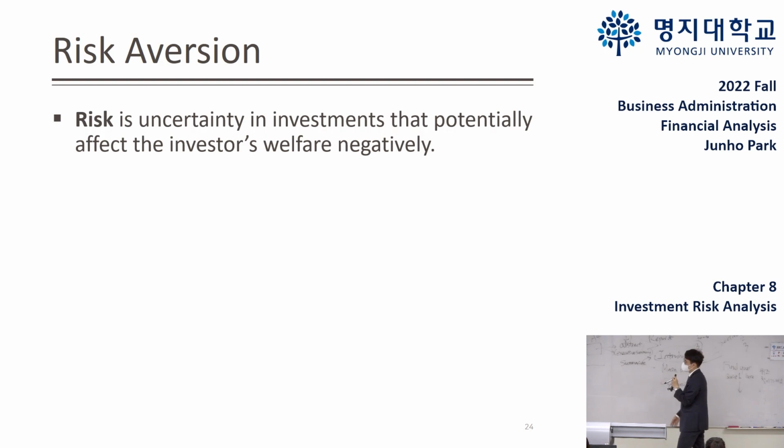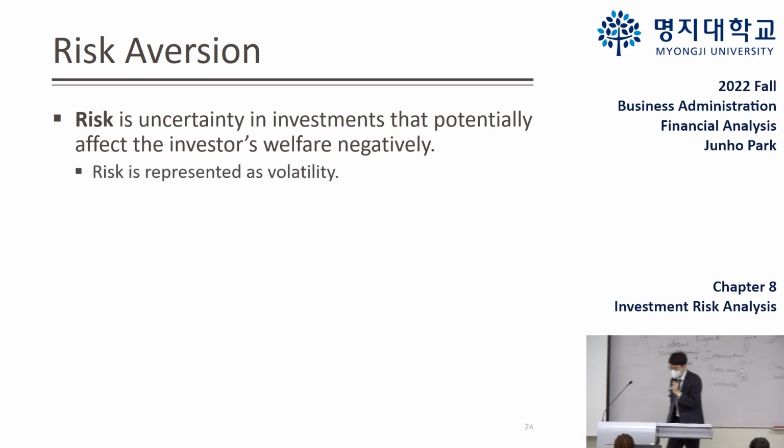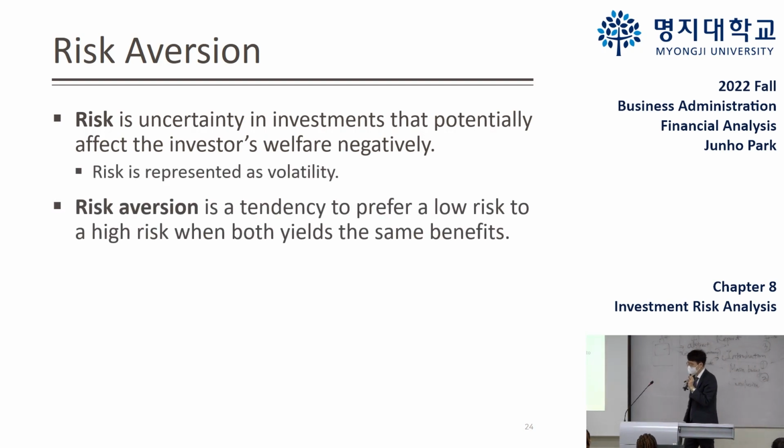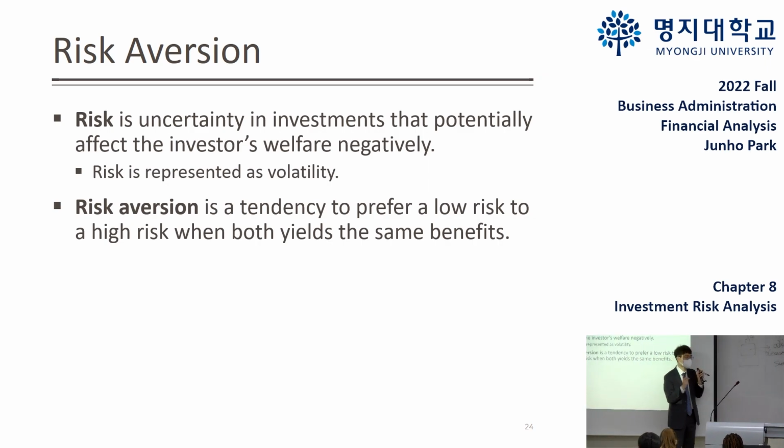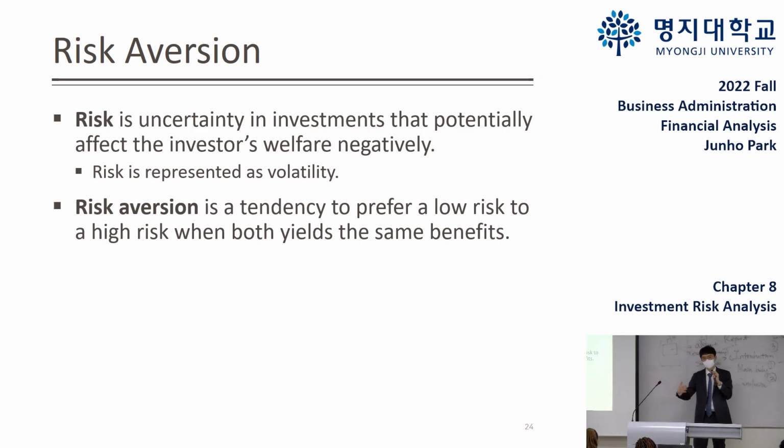And we usually observe that people try to avoid risk. People don't like risk. People do not enjoy uncertainty. They want to have an assured, expected situation rather than some uncertainty.